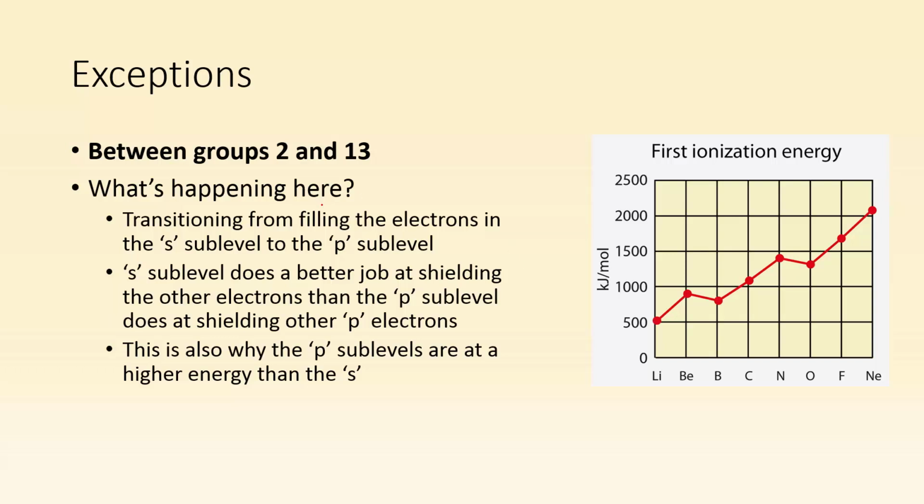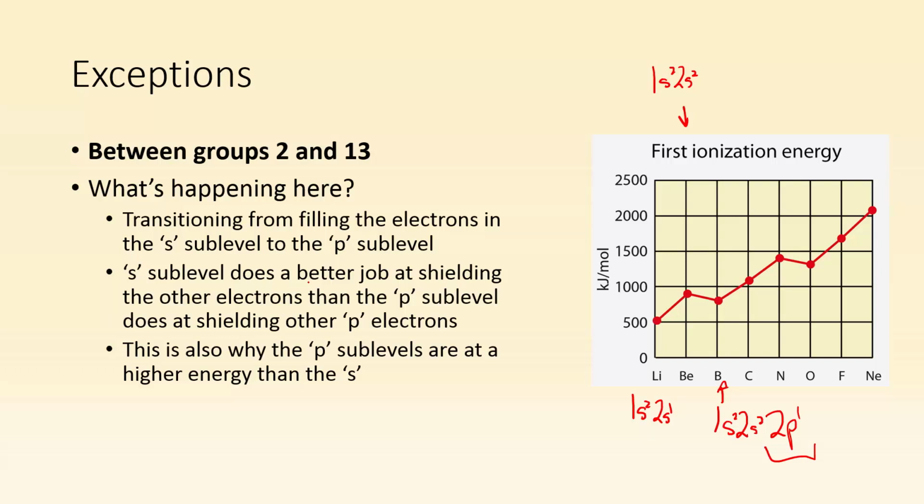So between groups 2 and 13, what's happening here? Well, group 2, like lithium right now, that's 1s2, 2s1, but then when I get to beryllium, now it's 1s2, 2s2. Okay, but then why is boron easier to remove a valence electron? Well, let's take a look at its electron configuration. It's 1s2, 2s2, 2p1. So we're starting to add electrons to the p sublevel.